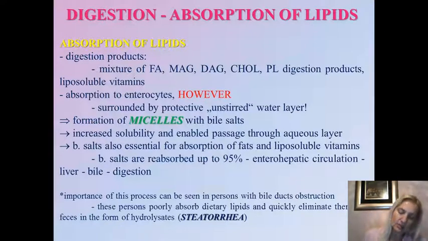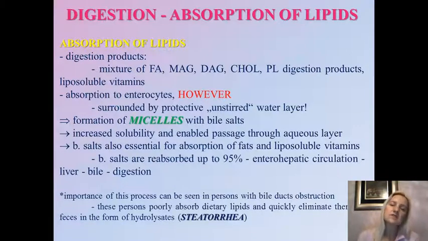Those bile salts which are brought back to the lumen after the absorption are reabsorbed up to 95% and brought to enterohepatic circulation, and by enterohepatic circulation to the liver, where they're going to be directed into the bile gallbladder, and they're going to be deposited, and they're going to be ready for the new digestion, for the new emulsification, and for the new absorption process.